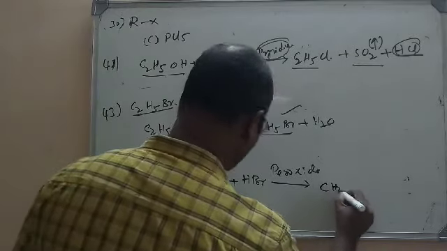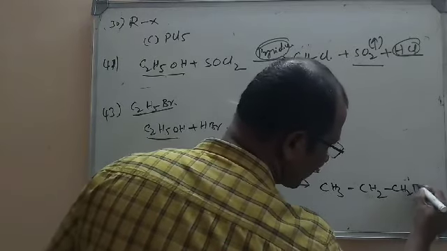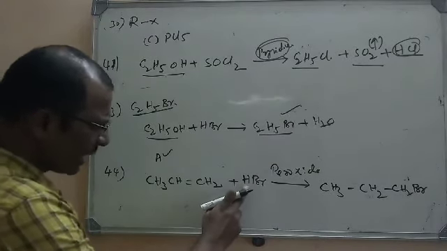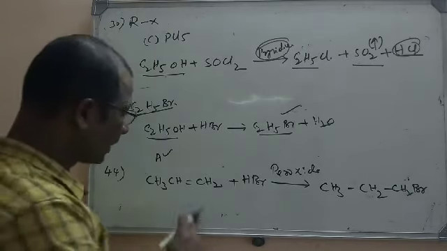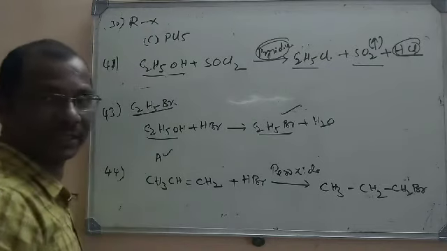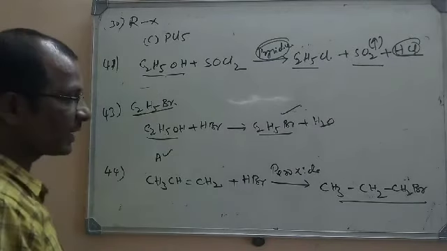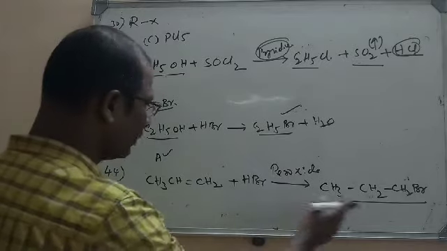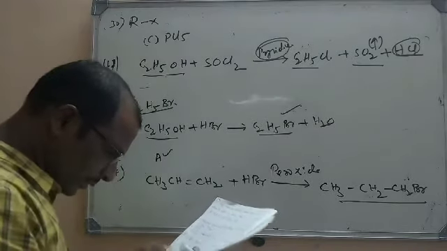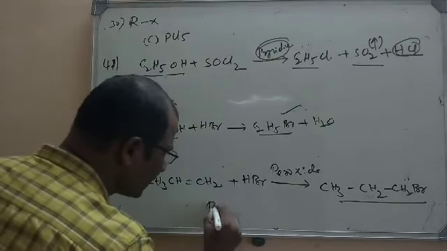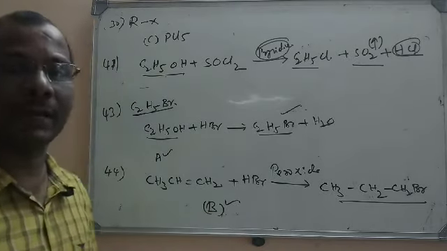So what is the product here? CH3CH2CH2Br. Hydrogen is added to the carbon with the lesser number of hydrogens according to the anti-Markovnikov rule, and bromine is added to the last carbon. So what is the product that we are going to get? 1-bromopropane. If it were according to the Markovnikov rule, in the absence of peroxide, we would get 2-bromopropane. But here 1-bromopropane is formed. So if you see, option B is the right option. So these are some of the objective discussions.